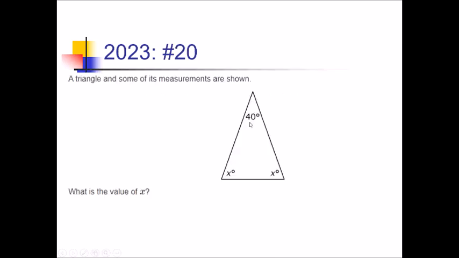For this problem, they're giving us a triangle with some measurements. We have an angle of 40 degrees and these two x angles that are both the same, but we don't know what they are. We'd like to find out what they are. That's the point of this problem.